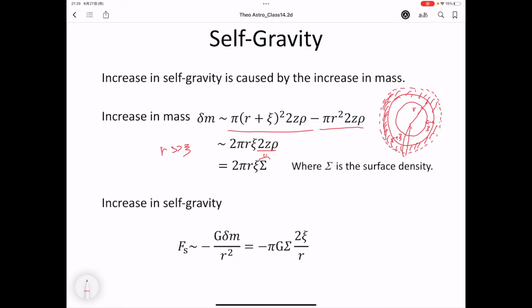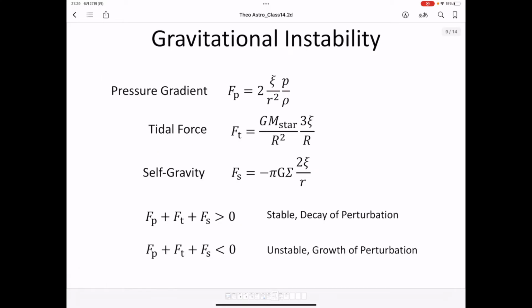So the increase in the self-gravity due to the increase in the mass is minus π G Σ 2ξ over r. When the pressure gradient, tidal force, and self-gravity sum to a positive quantity, a repulsive force acts on the accumulated gas, and it returns to the original stable state. But if the total sum of the three forces is negative because the gravity is stronger, then gravity attracts more gas, and the density keeps increasing. So this mode corresponds to the unstable mode.